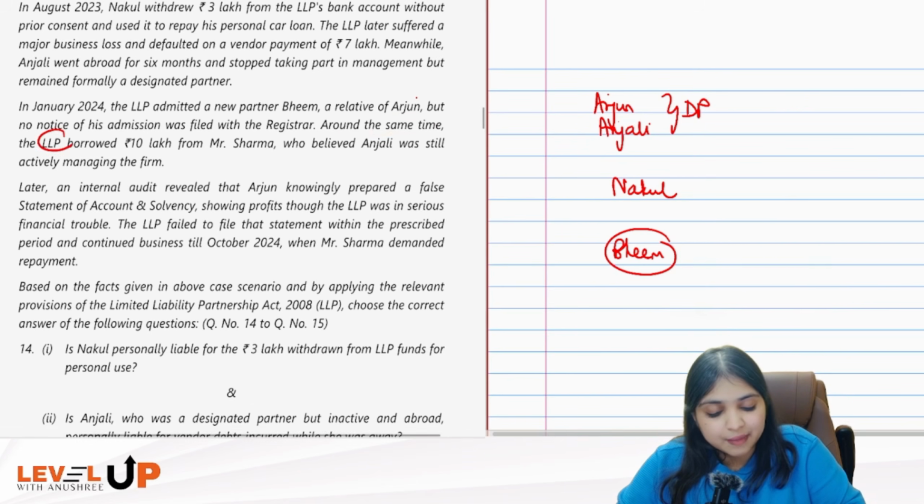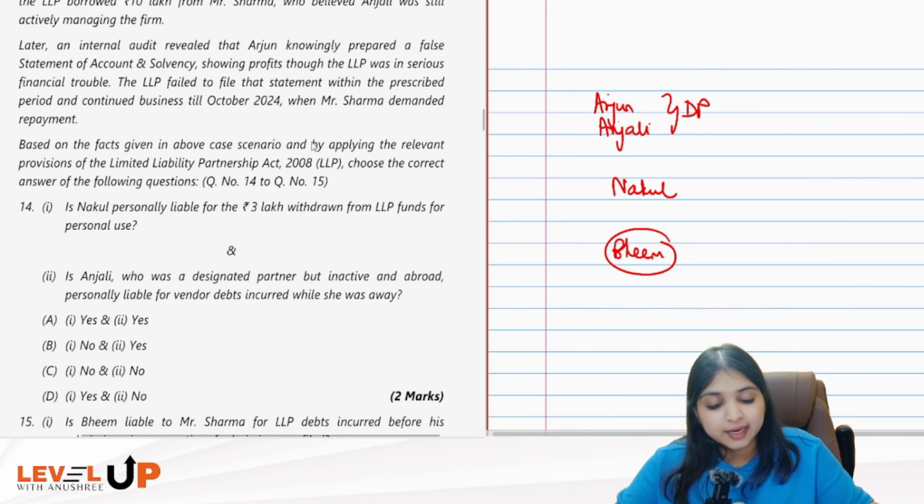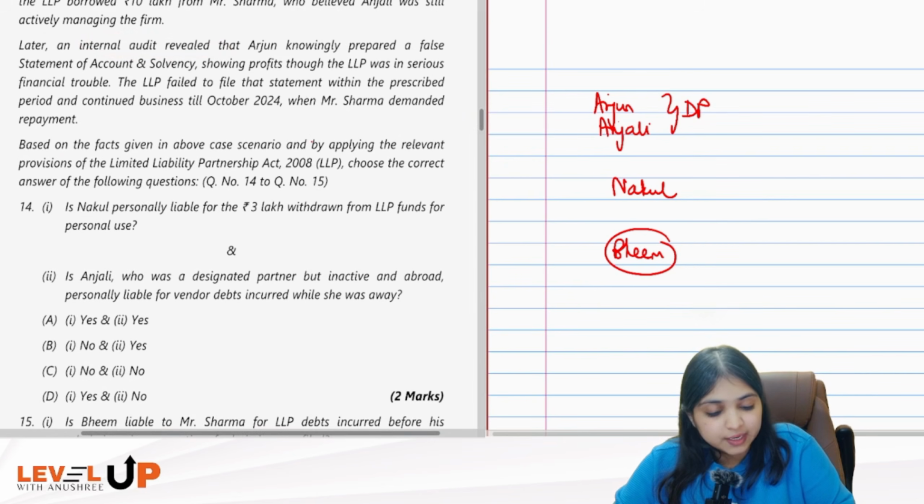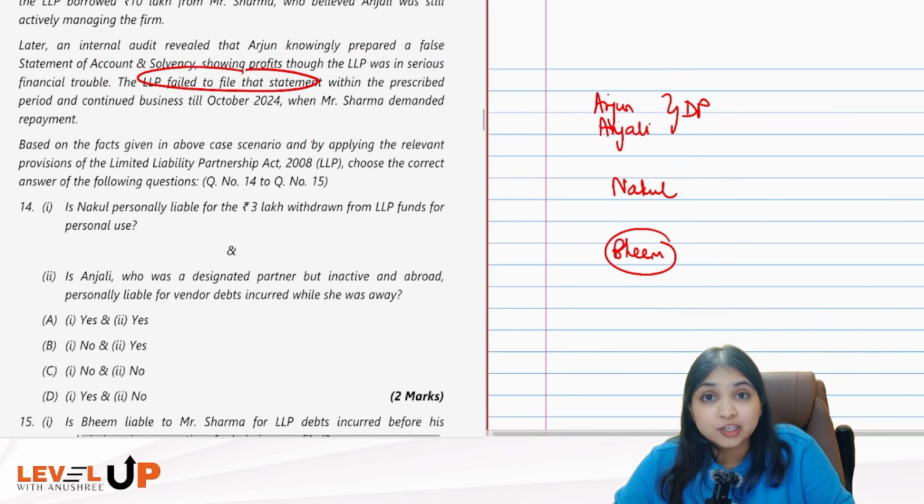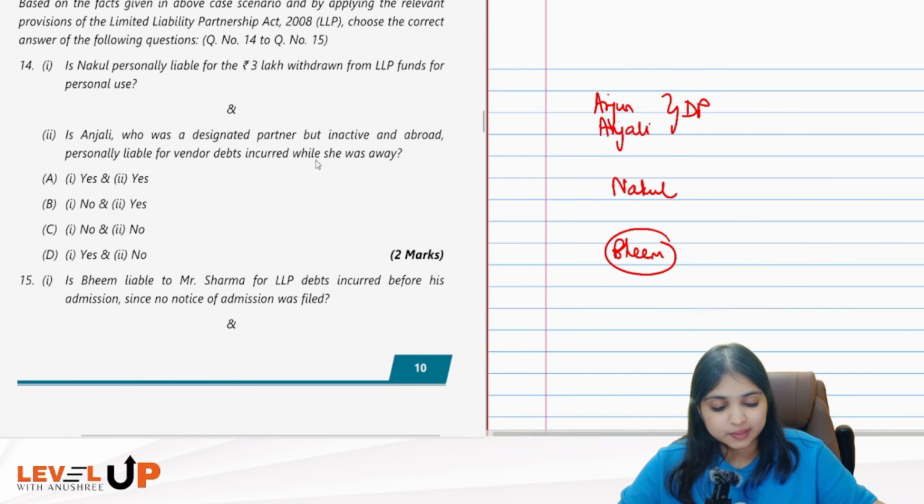Around the same time, LLP borrowed 10 lakh from Mr. Sharma, who believed Anjali was still actively managing the firm. Later, an internal audit revealed that Arjun knowingly prepared a false statement of accounts and solvency showing profits, though the LLP was in serious financial trouble. LLP failed to file that statement within the prescribed period and continued business till October 2024 when Mr. Sharma demanded repayment. Look at the questions now.